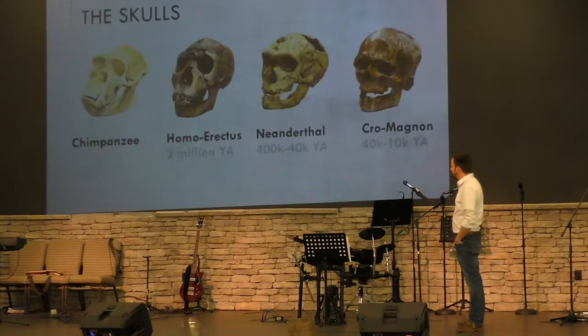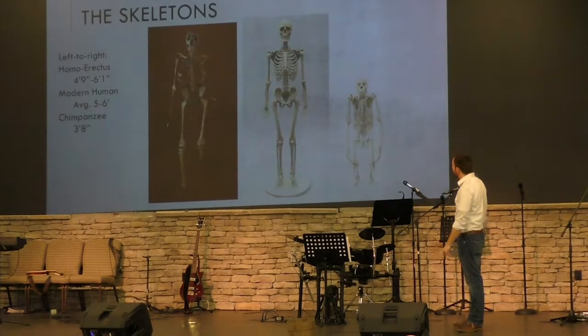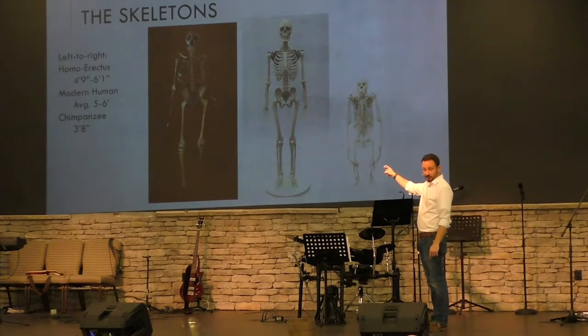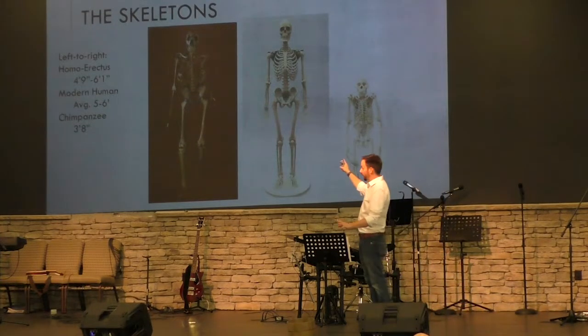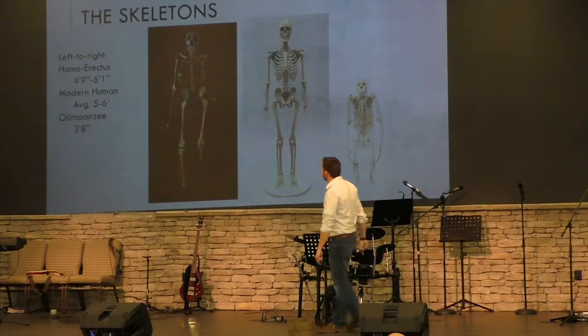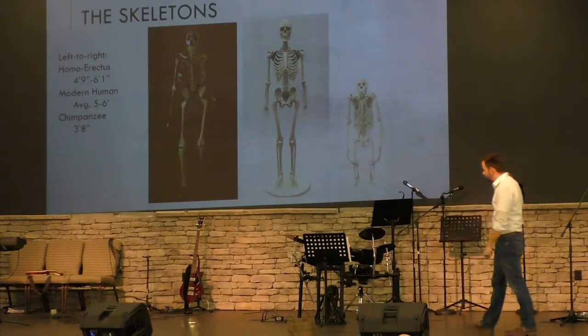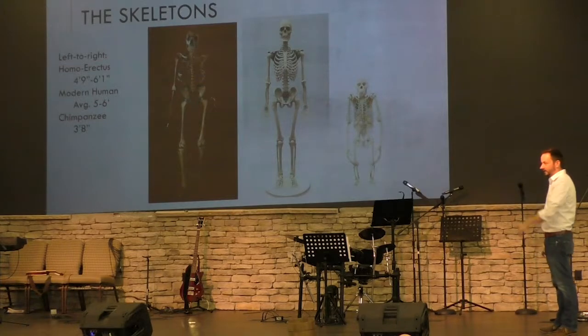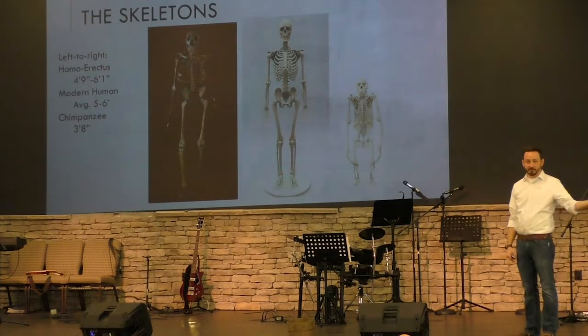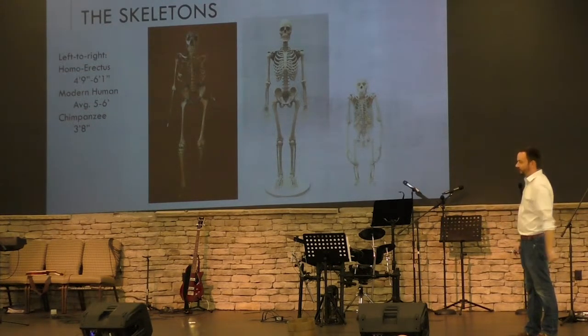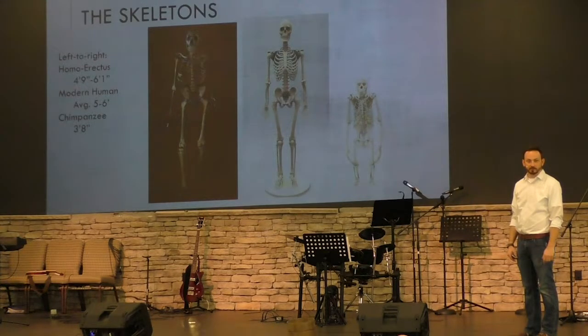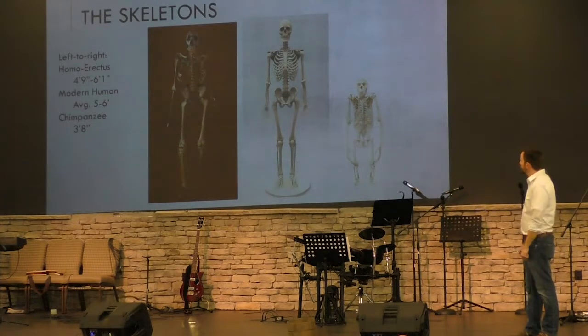Despite the skull's appearance, and let's admit it, the Homo erectus skull is a lot different than modern humans. I admit that. But check this out. The right is a chimpanzee. The middle is one of us with our skin off. That's real naked. And on the left is Homo erectus. They find skeletons of Homo erectus ranging from 4'9" to 6'1". That's like Napoleon to George Washington. Modern human, average 5'6", right? Smack dab in the middle. So the same, in other words. Chimpanzees are 3'8".